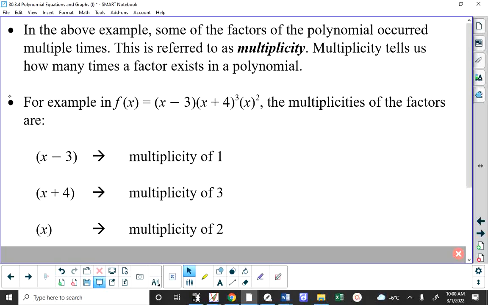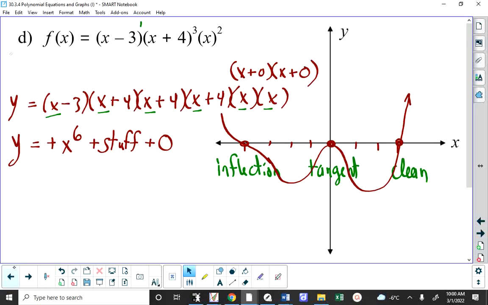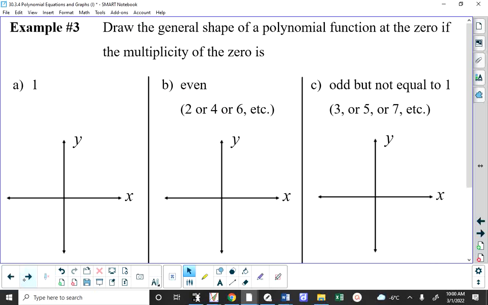There's nothing wrong with saying the x-intercept has a multiplicity as well. So looking at this graph, I could say that the factor of x plus 4 has a multiplicity of 3, or I could say the x-intercept of -4 has a multiplicity of 3. So let's take a look at the top of the next page.